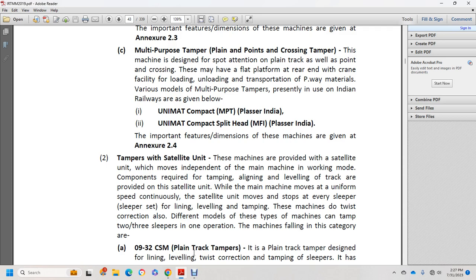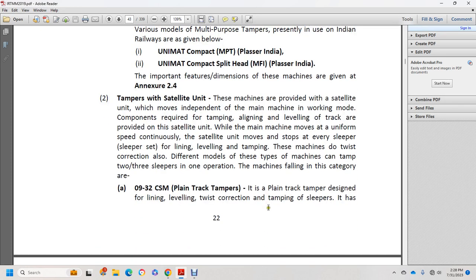The satellite unit moves and stops at every sleeper set with lifting, lining, and leveling tamping with these machines, for twist and correction. The different modes of these types of machines can tamp 2 to 3 sleepers in one direction. The machine falling in the category is the 09-32 CSM, plain track tampers.